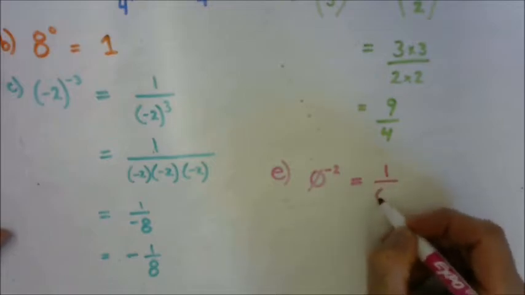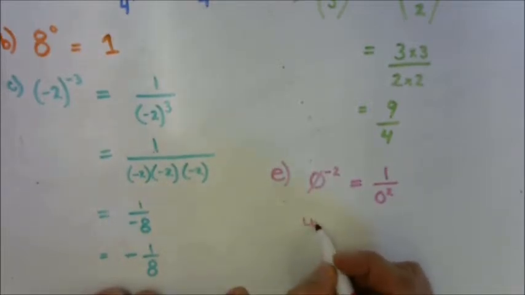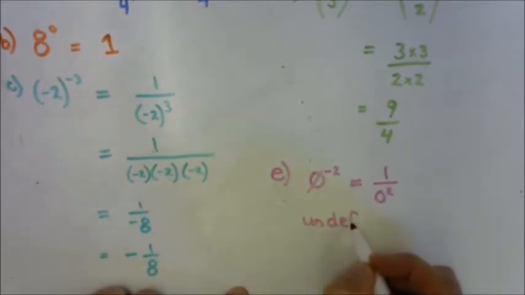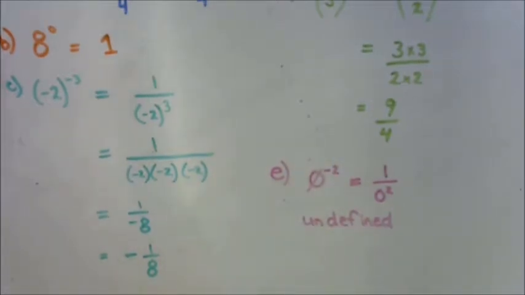We get 1 over 0 squared. What do we say about any expression that has 0 in the denominator? Undefined. Way to go, Jonathan. Lindsay almost said it. Undefined. Okay, it's not 0, it's not 1, it's not anything. It's undefined. It can't be done, it doesn't exist. It's a nothing statement. We have no way of expressing it. Okay?